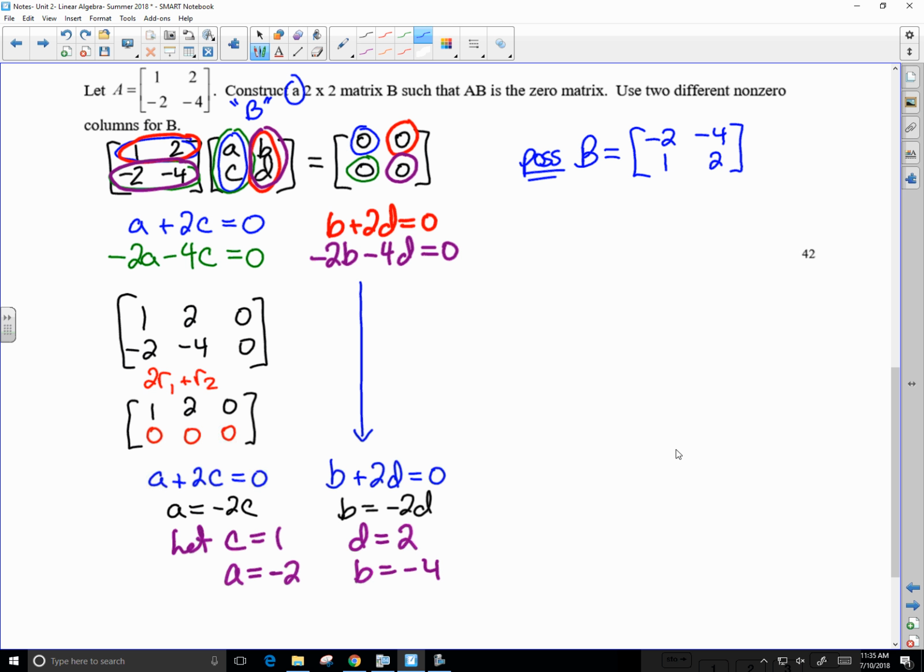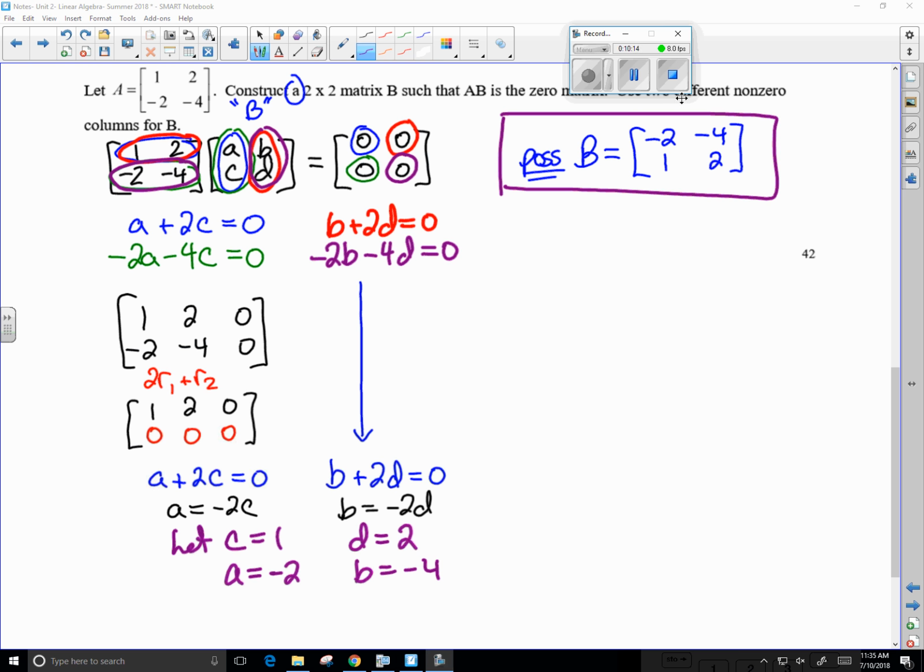But answers vary, which would make this just an awful problem for a test. I mean, from your perspective, I'm sure it's great.